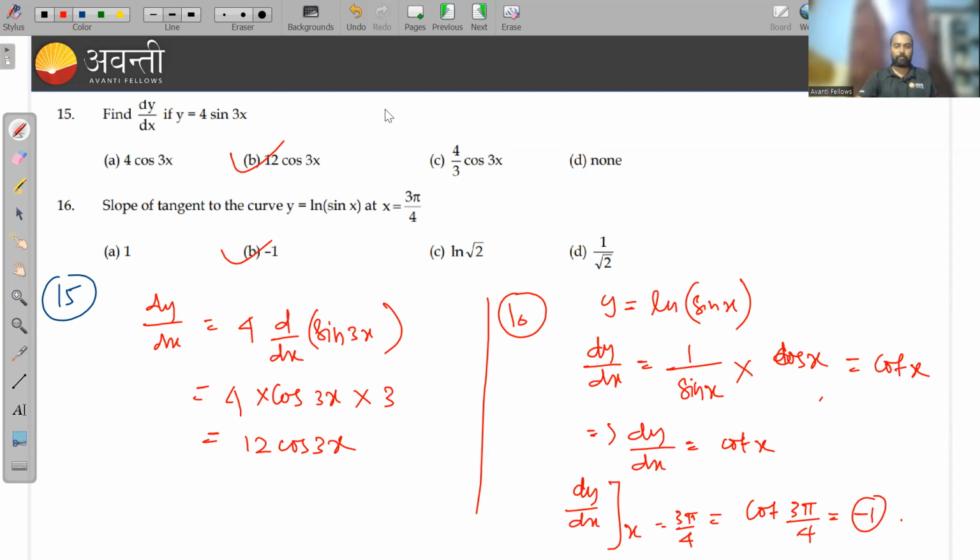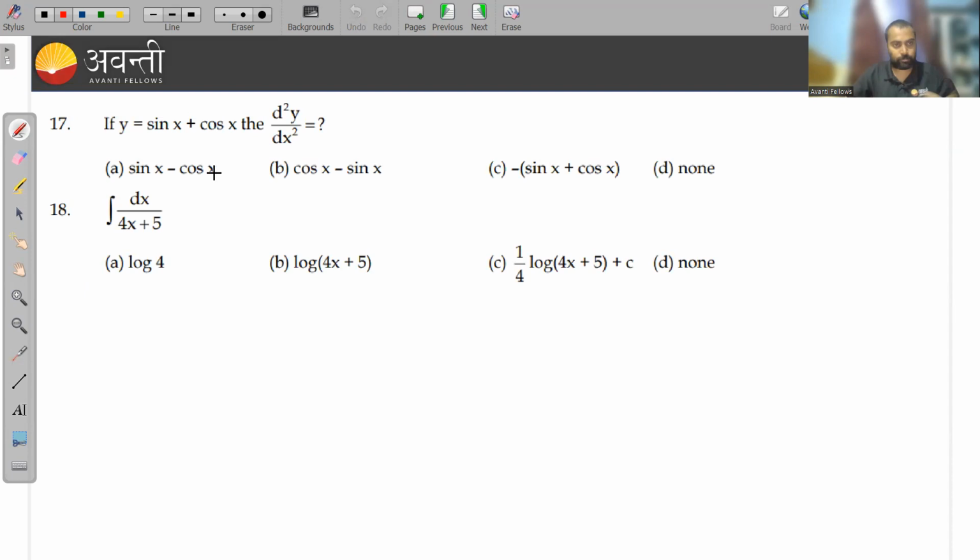Let's move now to the next question. In question number 17, it is asking, if y is given, then find the double derivative of y with respect to x. So y is given as sin x plus cos x. So first we will find the first derivative, that is dy by dx is derivative of sin x, that is cos x, plus derivative of cos x, that is minus of sin x.